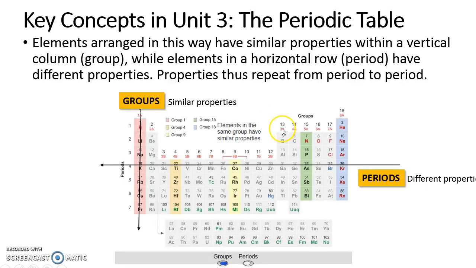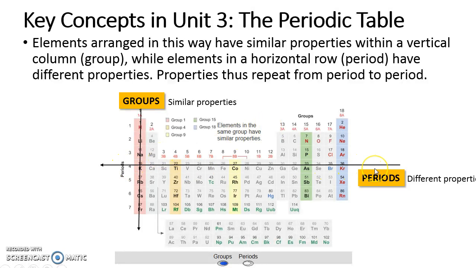Group 13, we know it as 3A. So group 3, they all have 3 valence electrons. Group 4, they all have 4 valence electrons. 5 has 5, 6 has 6, 7 has 7, and 8 has 8.